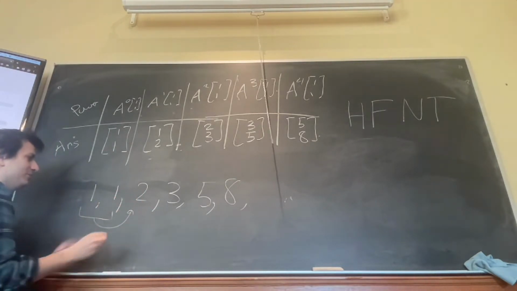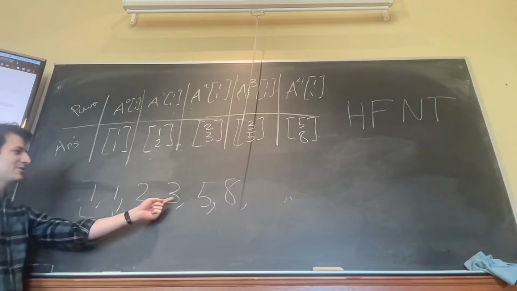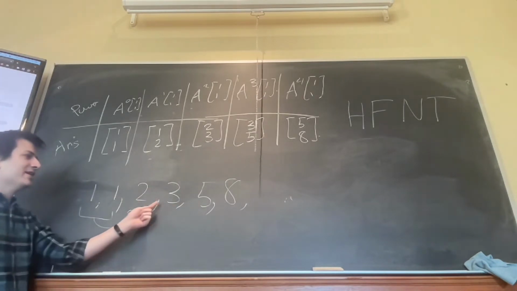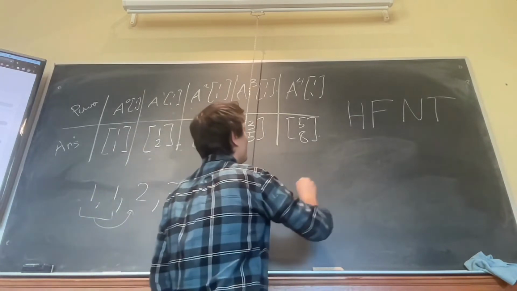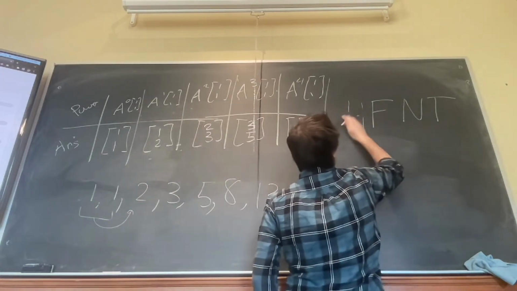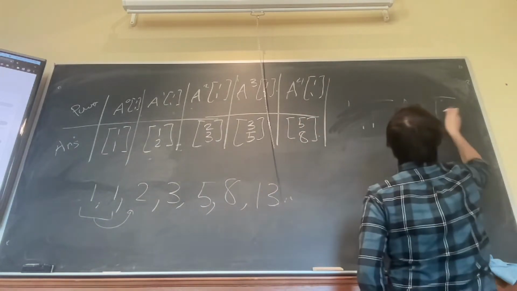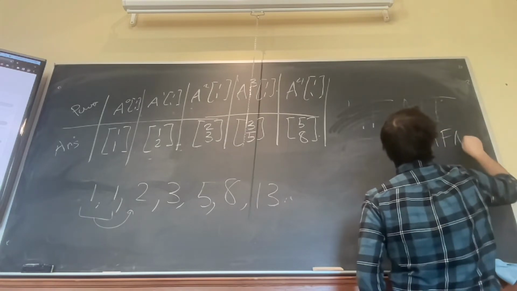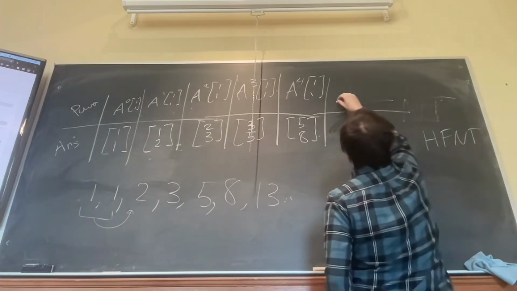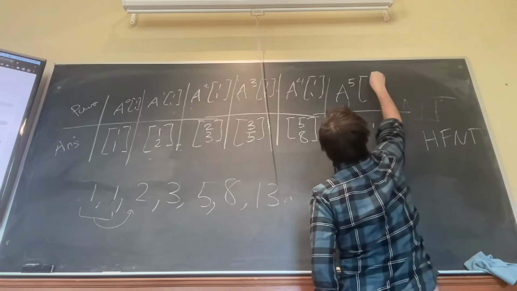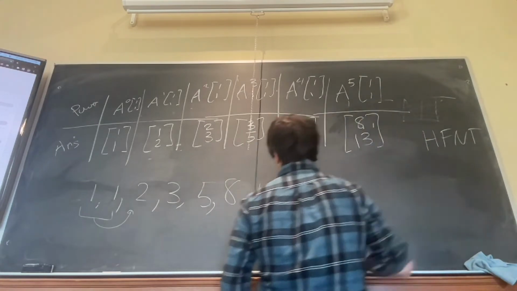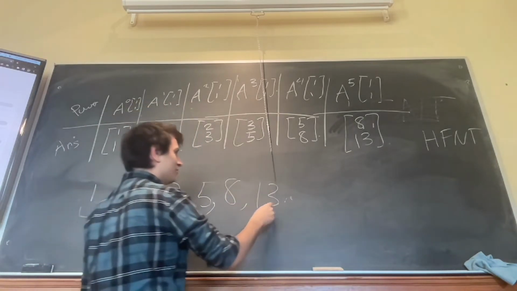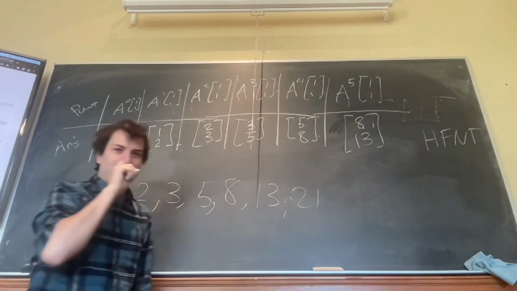1 plus 1 is 2. 1 plus 2 is 3. 2 plus 3 is 5. 3 plus 5 is 8. 5 plus 8 is 13. So if I was going to do the next one, let's move this over a bit. It would be 8, 13, and so on. 8, 13. The next one's going to be 13, 21, etc., etc.